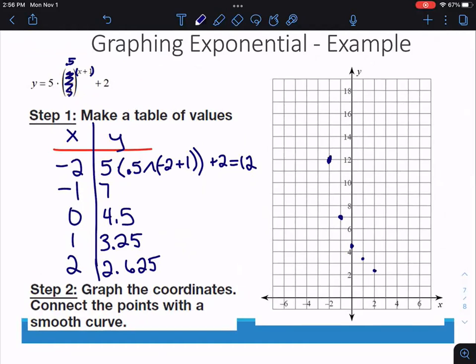If you wanted, you could, again, keep plugging in numbers to get a more accurate graph. So if you plugged in 3, it would be 2.3. So it's just going to keep getting closer and closer to 2 in this case. Just like that.